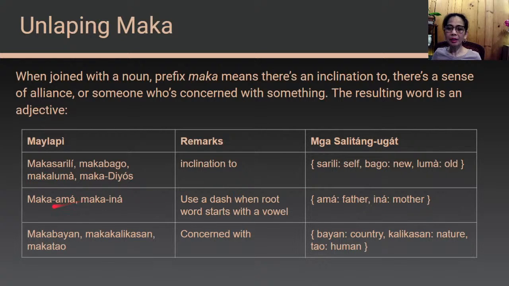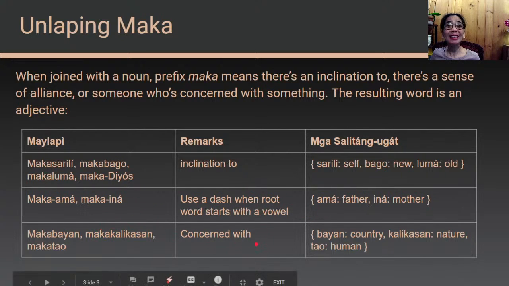So, we say makaama. Makaama, your inclination is that your father is your favorite. Makaina means your mom is your favorite. Or also maybe it's reciprocal. If you're makaama, you and your father like each other or spend the most time with each other, each other's favorite. Same thing with makaina. And also take note, if the root word, like ama and ina, starts with a vowel, use a dash after the prefix maka. So that's simple. Makaina, makaama.